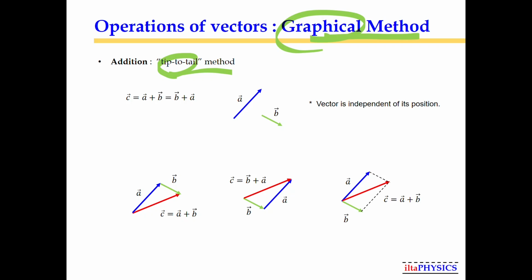This works because a vector's value doesn't depend on where it starts, only on its magnitude and direction. Vector addition is also commutative. Vector A plus vector B equals vector B plus vector A. Another graphical method is the parallelogram method. This idea will become especially useful later, when we decompose vectors.